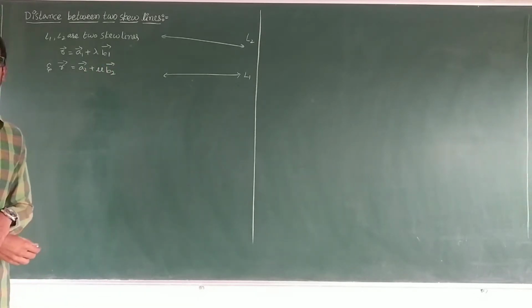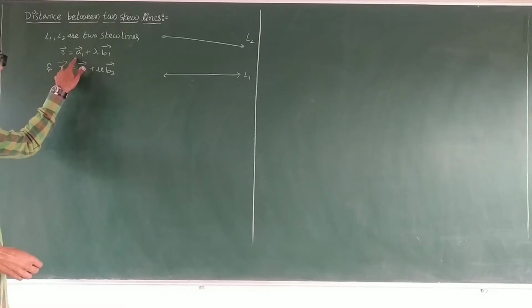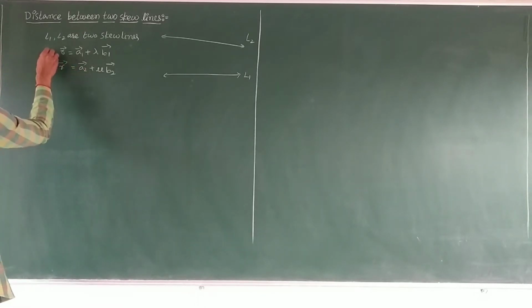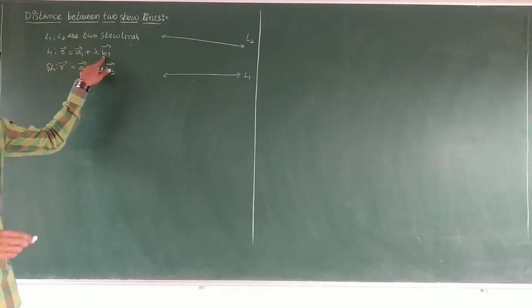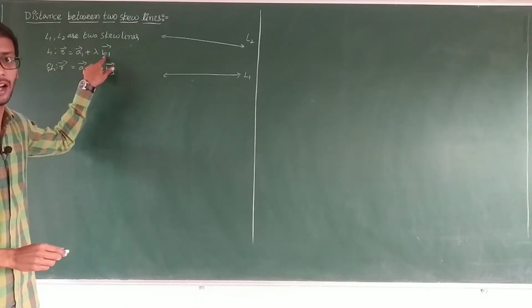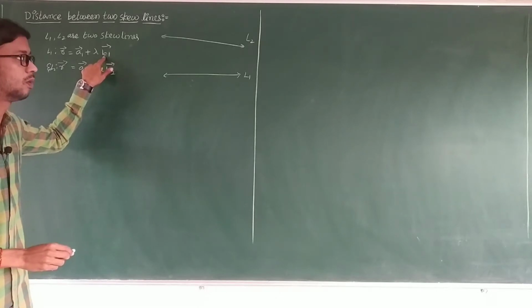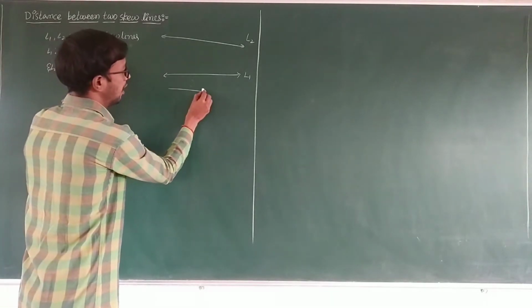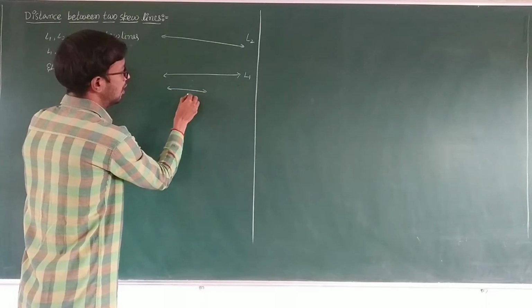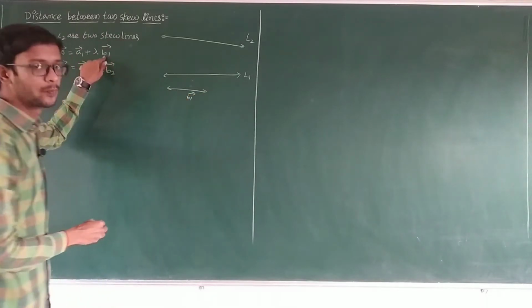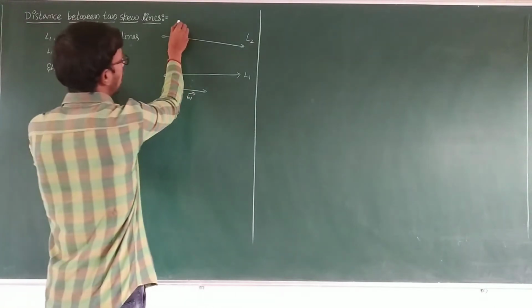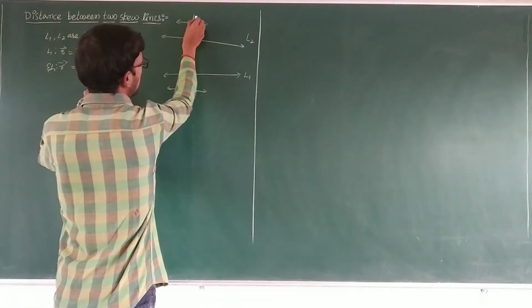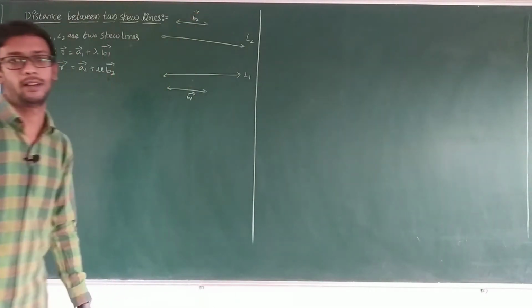So what does that mean here? This is L1, this is L2. L1 is parallel to b1 bar. I am writing it, this is the b1 bar. Next, L2 is parallel to b2 bar. Otherwise, we can say in the same direction also.